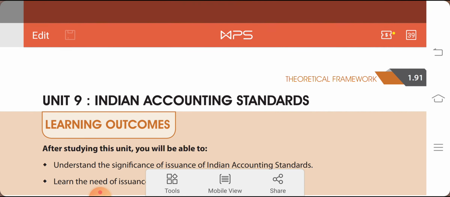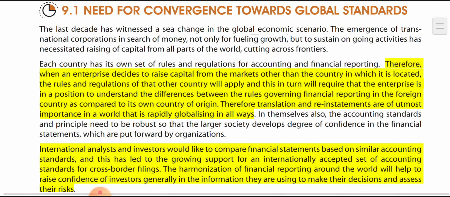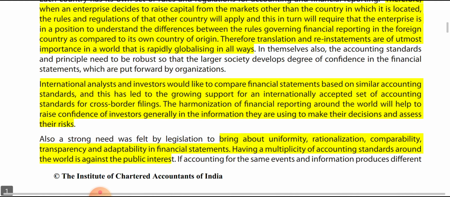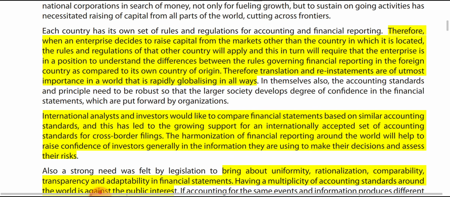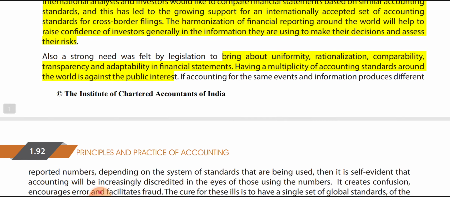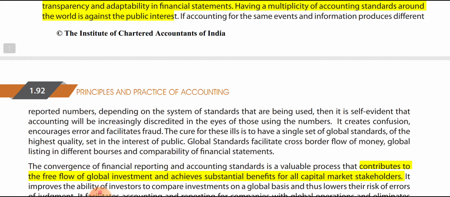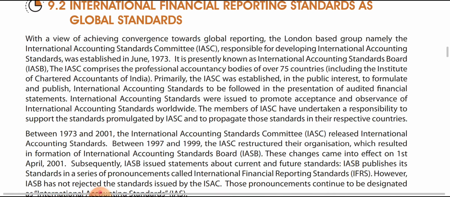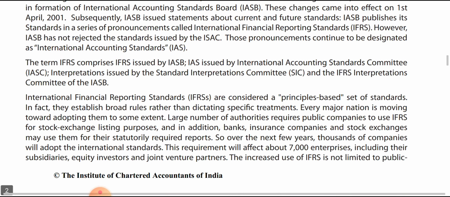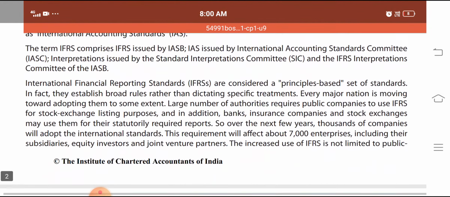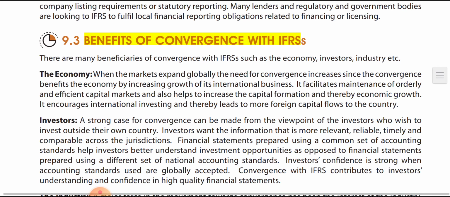Now, going to your text, you see what the issues were: we have to translate financial statements. Their conditions are different, our conditions are different, and that is why there was a very urgent need to converge towards the global standards, right? So this theory is actually what I told you, so that we can have uniformity, rationalization, and transparency at the global level. Okay, so this is all they have written. Then they have told you a brief history about IFRS and global standards. Then they have said what the benefits are.